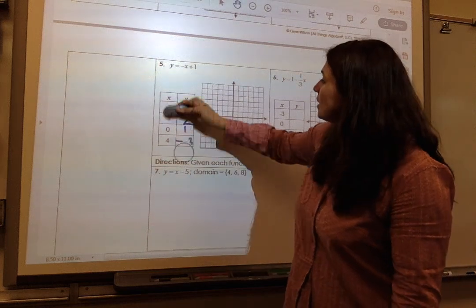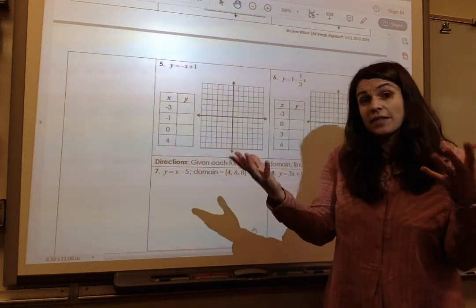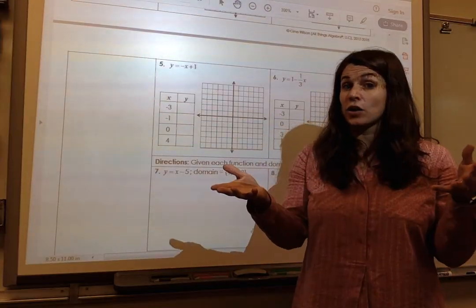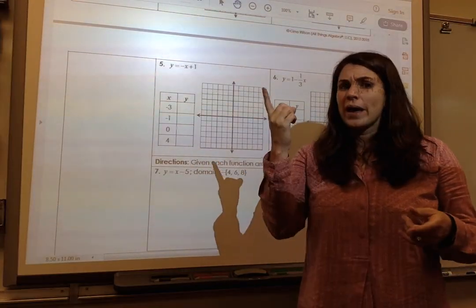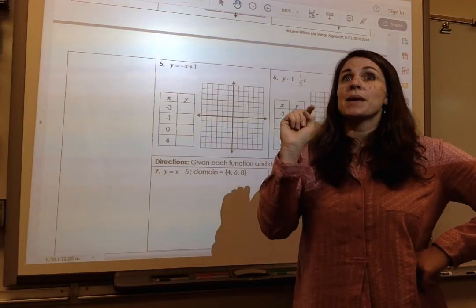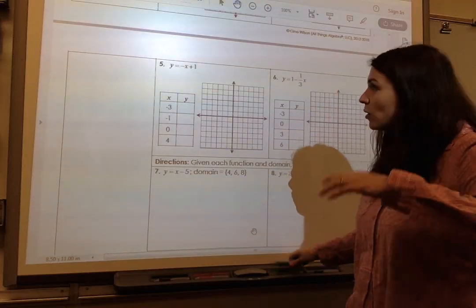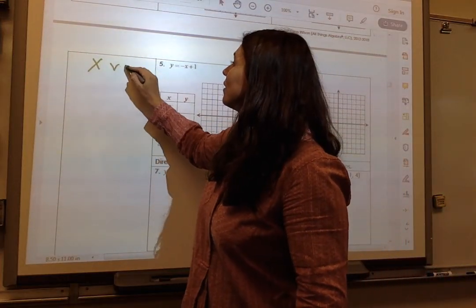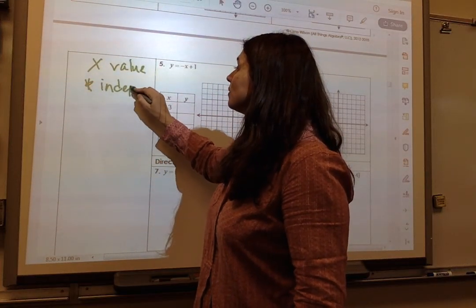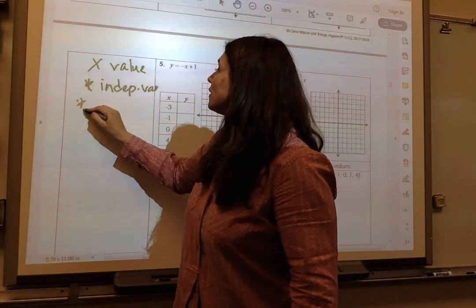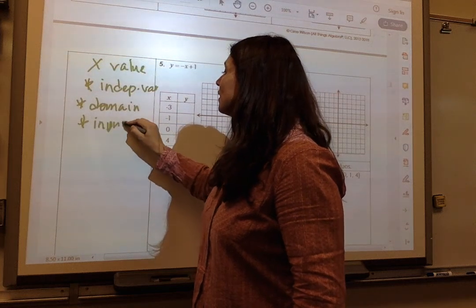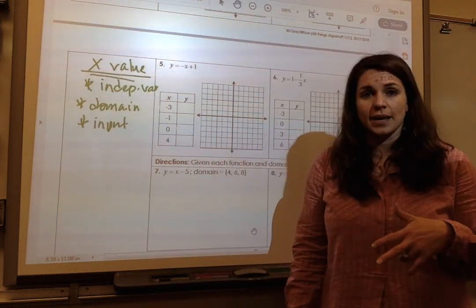We use a lot of vocabulary for x values. We said that my x values were my independent variable. We have also said that all my x values are the domain. So x values can be domain, independent variable, or input. So do you see how many times we've called it our independent variable, our domain, our input. And it all means the same thing.